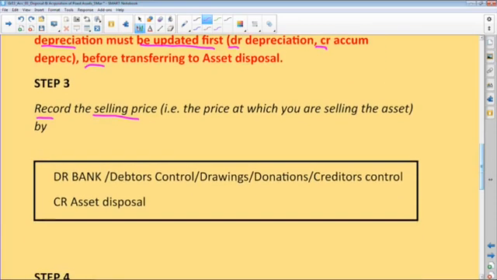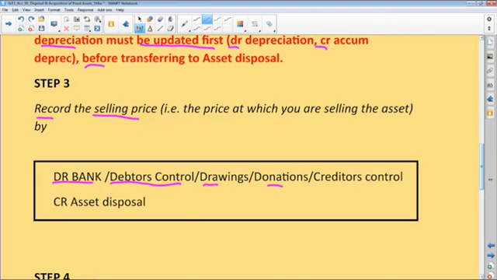If I sell the asset for cash, I'm going to debit bank. Okay, so guys, I'm going to say that one more time. If I sell the asset for cash, I'm going to debit bank. If I sell the asset on credit, I'm going to debit debtors' control. If, let's assume, the owner decides he wants to take the asset for personal use, you're then going to debit drawings. Let's assume he wants to donate the asset to the local high school. You then will debit donations.